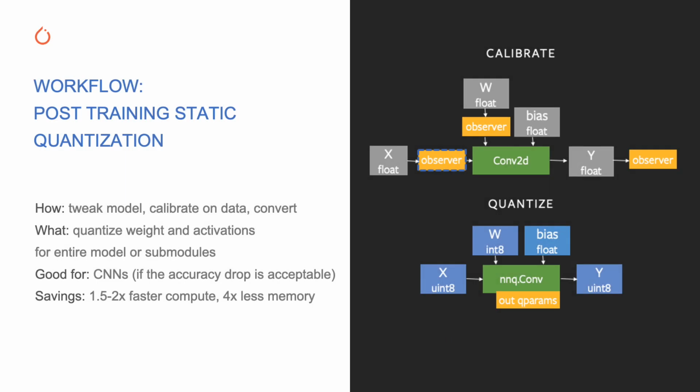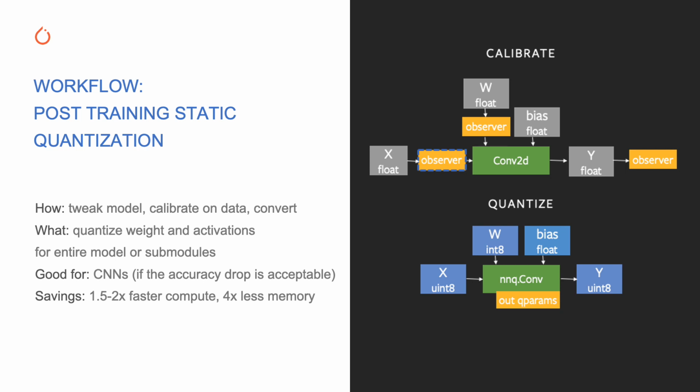Okay, second workflow, post-training static quantization. This is what you use for most CNNs, in particular CNNs that run in the data center. Here, you're going to have a multiple step process, so this will take a couple of slides to describe. At the high level, we're going to make some minor model modifications. Here we describe that as tweak a model on the left. Then you're going to calibrate the model based on some data, and then we're going to convert the calibrated model to a quantized model, and then you'll be able to run the quantized model and get the high performance.